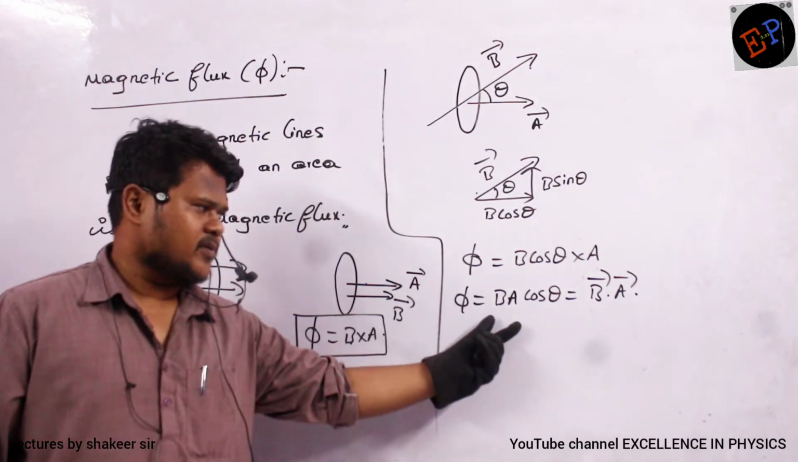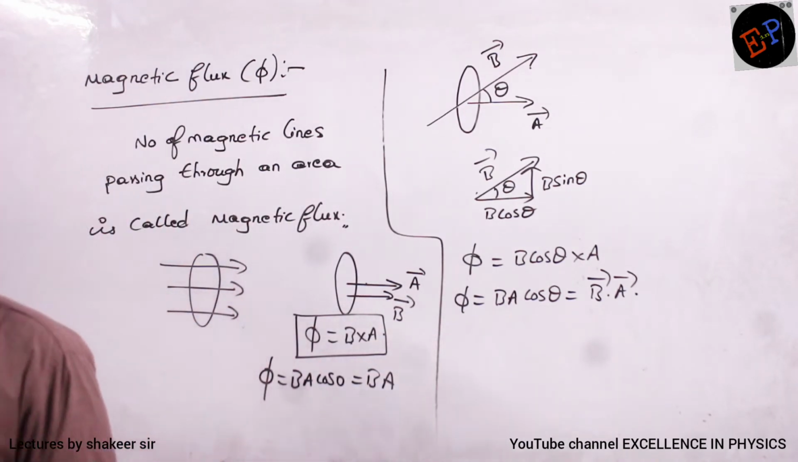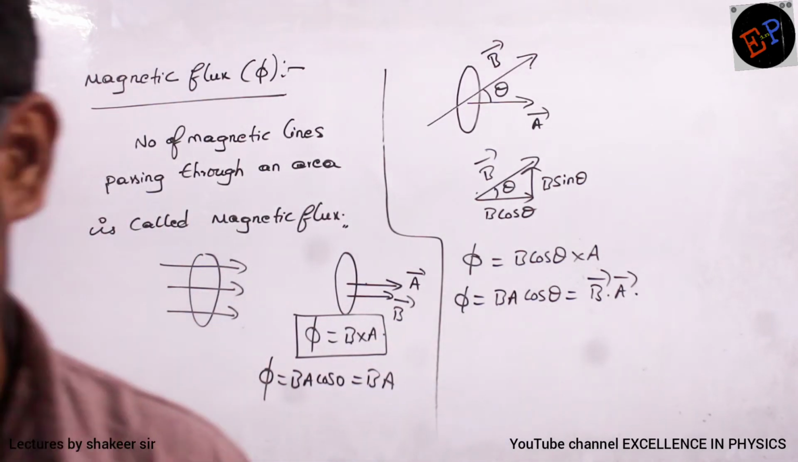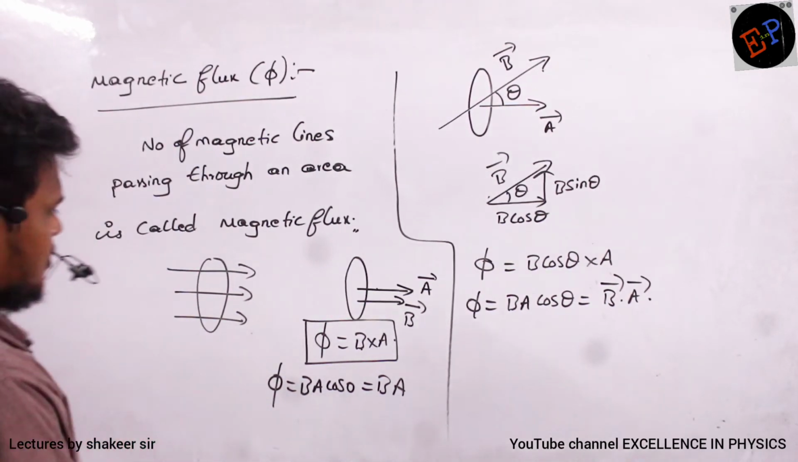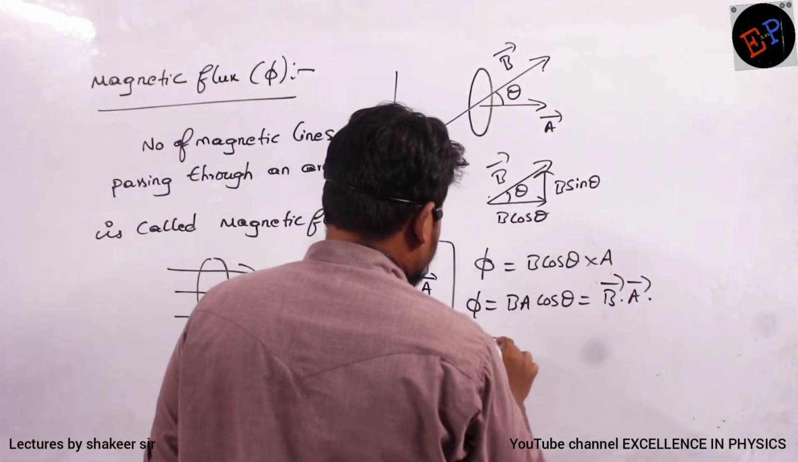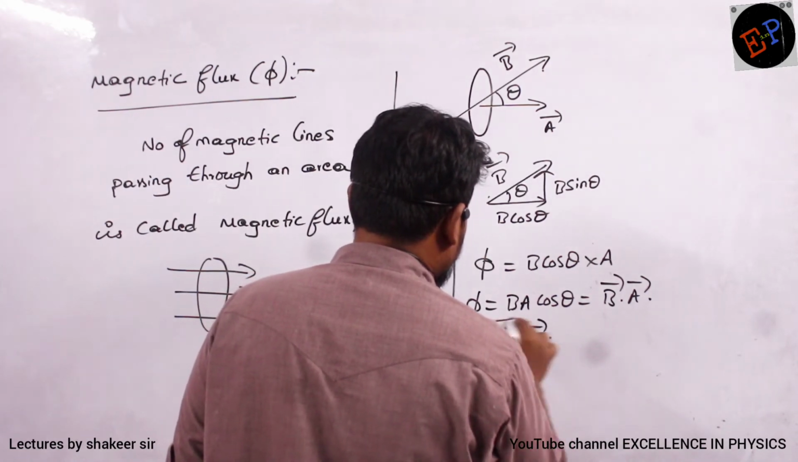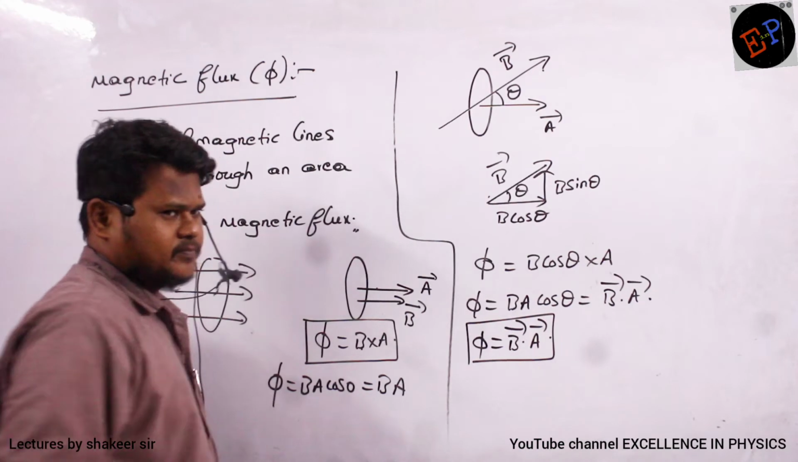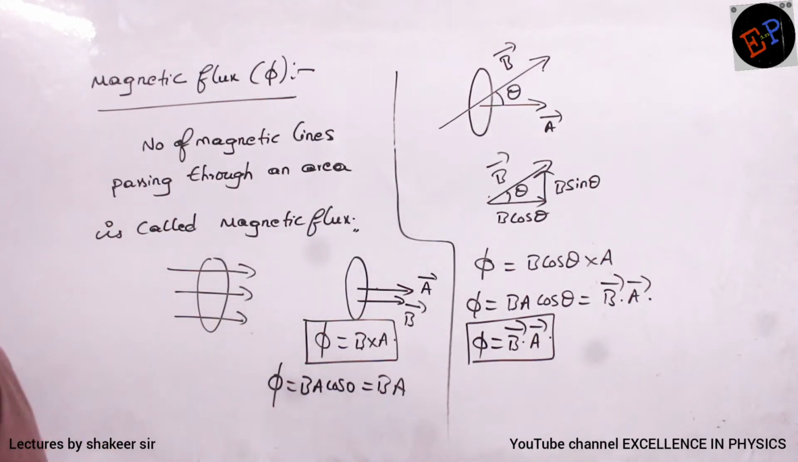So this is the general equation. Flux passing through a unit area is BA cos theta. So therefore, phi is equal to B dash dot A dash. This is the general equation to calculate flux for any angle. Whatever may be the angle, you can always use this relation. Are you able to understand?